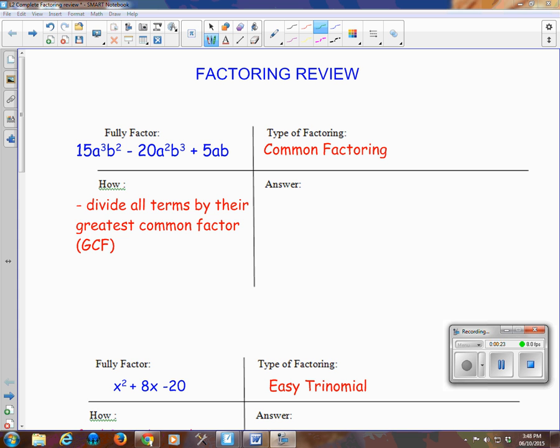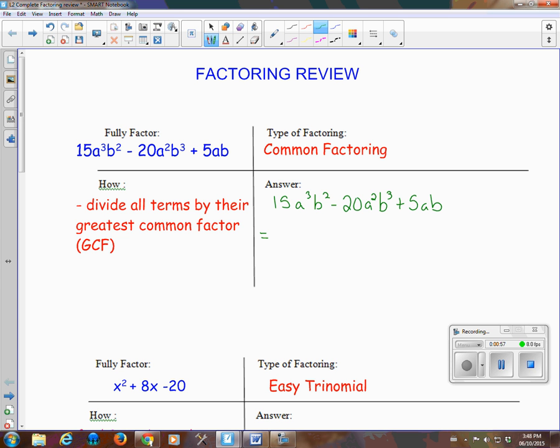The first being common factoring. We talked about that in class on Tuesday. That's when you take all the terms and divide by their greatest common factor. So if I have a question like 15a cubed b squared minus 20a squared b cubed plus 5ab, we're going to look at each term and decide what they all divide by. So there's a number part they'll all divide by and a letter part they all divide by. It could be just a number, it could be just a letter, or a combination for a common factor.